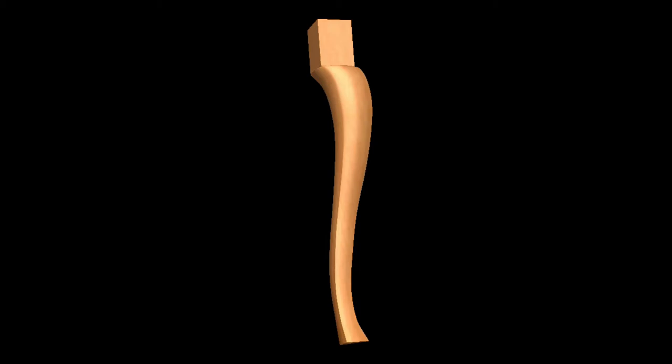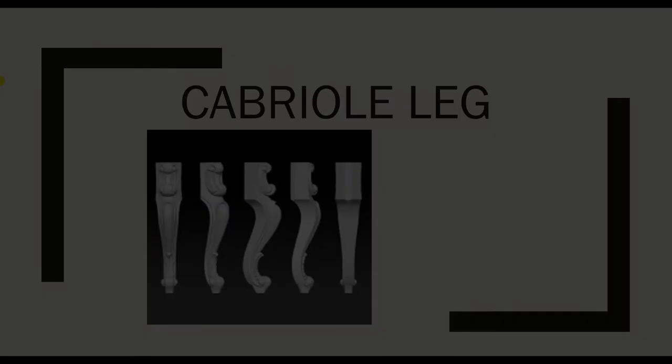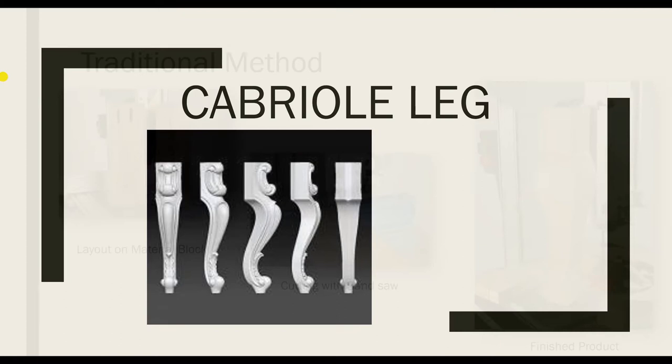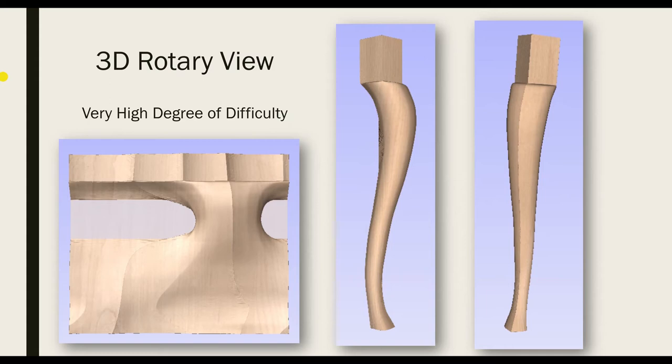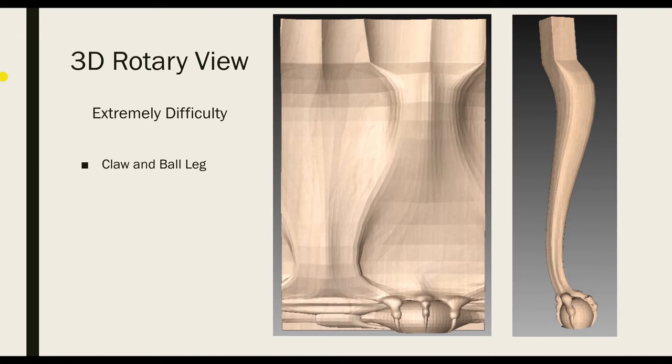In this episode, I'd like to show you how to make a Cabriole leg using the Aspire software. One of the traditional ways would be to take the block of material, rough shape it out on a bandsaw, and then finish it by hand with shapers and scrapers and files. Another way would be to design it within the Aspire software, creating a rotary view. It's very difficult to do this, especially something like a claw and ball leg. But with some practice, you can.